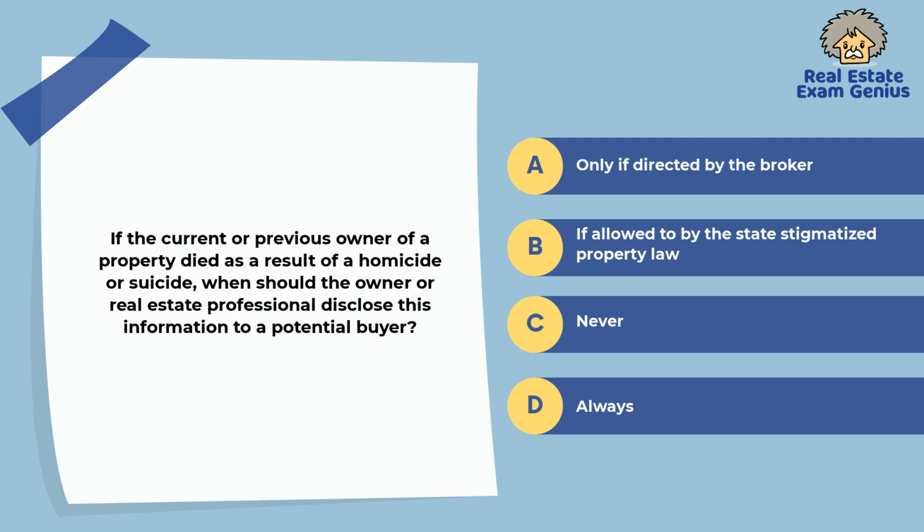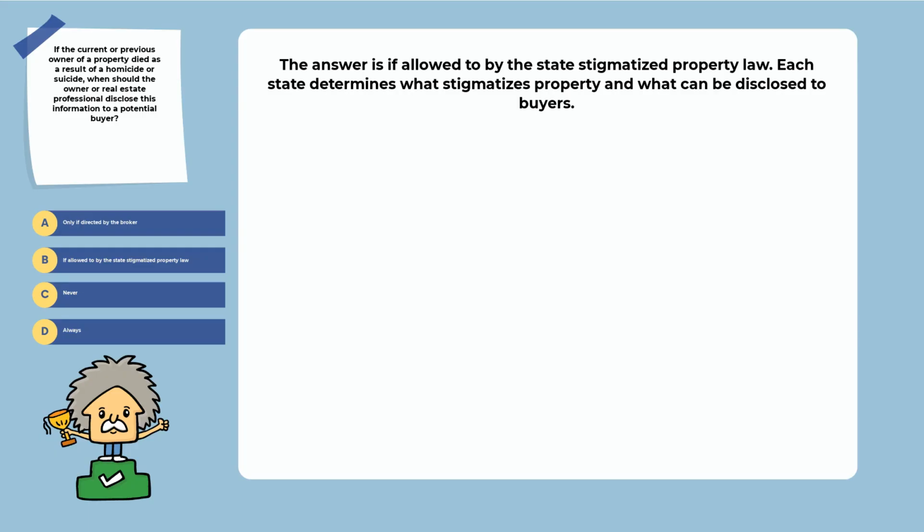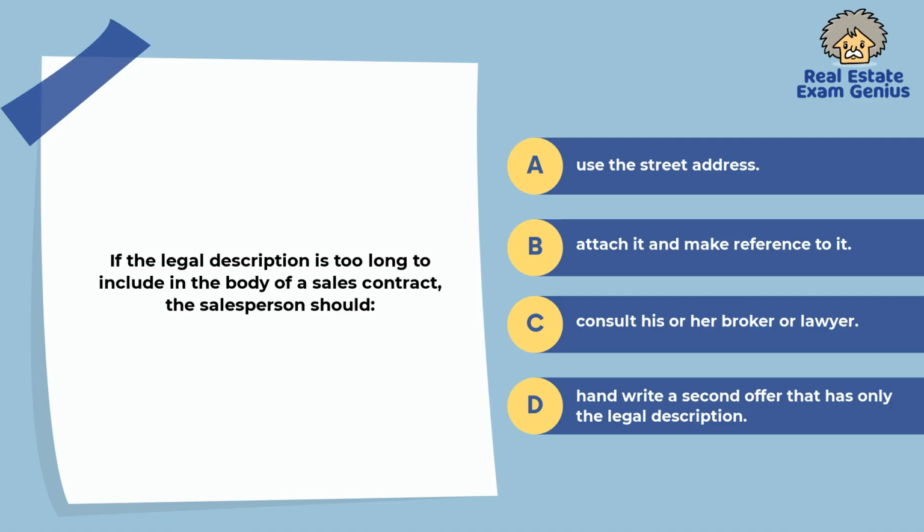If the current or previous owner of a property died as a result of a homicide or suicide, when should the owner or real estate professional disclose this information to a potential buyer? Only if directed by the broker. If allowed to by the state stigmatized property law. Never. Always. The answer is if allowed to by the state stigmatized property law. Each state determines what stigmatizes property and what can be disclosed to buyers.